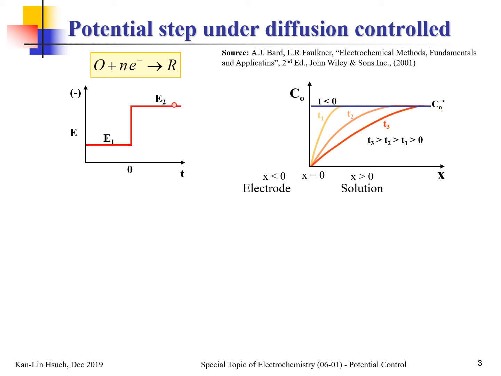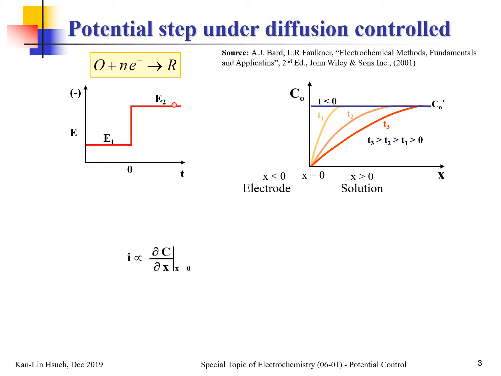Then at T3, the concentration profile will be something like that. We call this the concentration boundary layer. From here all the way to here is the boundary layer thickness delta. It will keep increasing, as the effect of the surface concentration penetrates into the solution as time goes by.